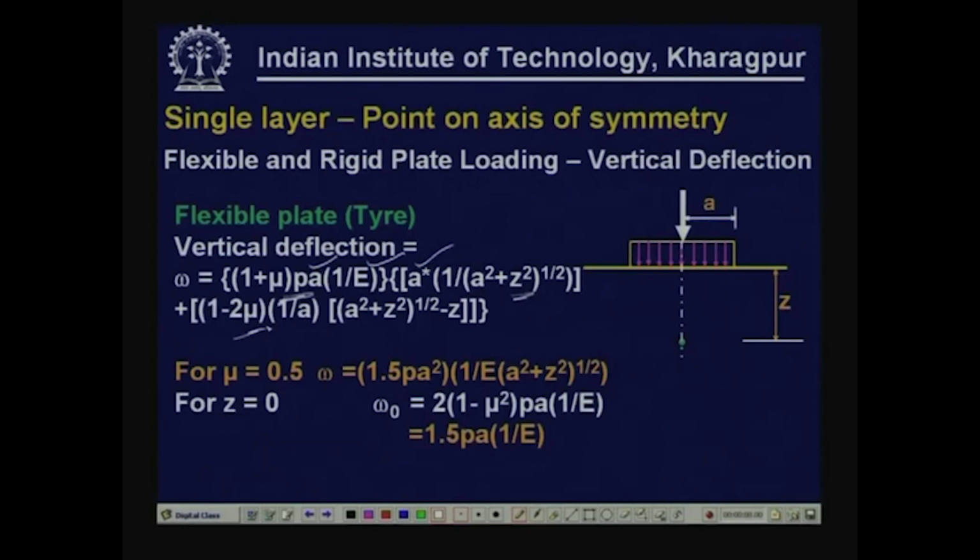Okay. For a Poisson ratio value of 0.5, this simplifies to 1.5 P A square into 1 by E A square plus Z square under root. For a point on the surface, deflection is given as 1.5 Pa by E. This is a very convenient expression for us to use. We will see how it can be used. So, the surface deflection for a flexible plate is given as 1.5 Pa by E, where E is the modulus value of the elastic half space, P is the contact pressure, A is the radius of load contact area.